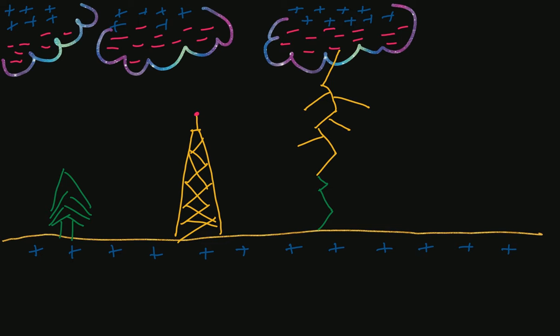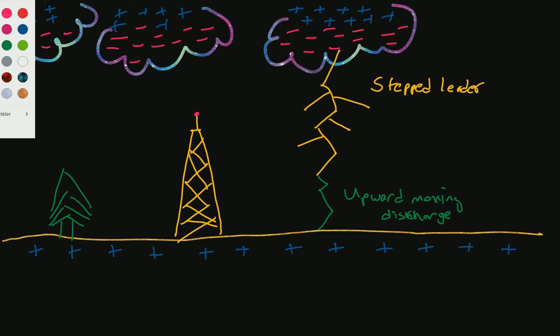Let's write them to understand. This is called upward moving discharge, and this is called step leader. The negative charge moving to the ground is called the step leader. So, when they touch each other, there is a magnificent situation. This triggers the return stroke.